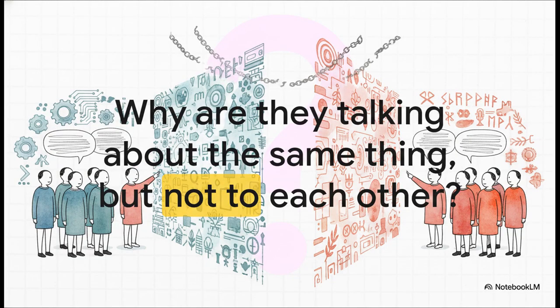And that right there, that's the central puzzle we're trying to solve. I mean, they're all discussing the exact same event, but look, there's almost zero crossover. No communication between the two groups. It's like they're separated by some kind of invisible wall. So the big question is, what is that wall made of?